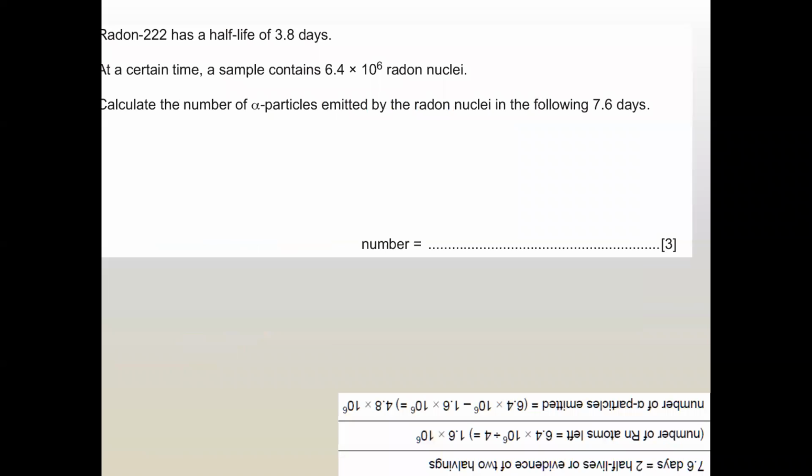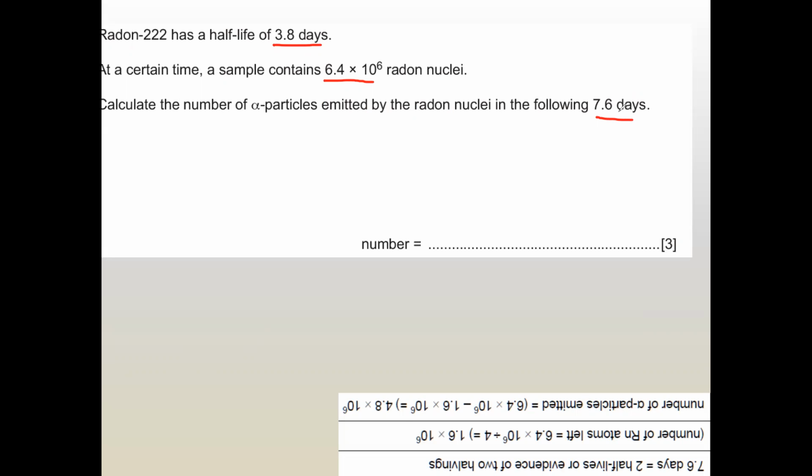Then another question. In the question, we have radon, which has a half-life of 3.8 days. Means after every 3.8 days, it will become half of its original value. At a certain time, we have 6.4 into 10 to the power 6 radon nuclei. Calculate the number of alpha particles emitted by radon nuclei in the following 7.6 days.